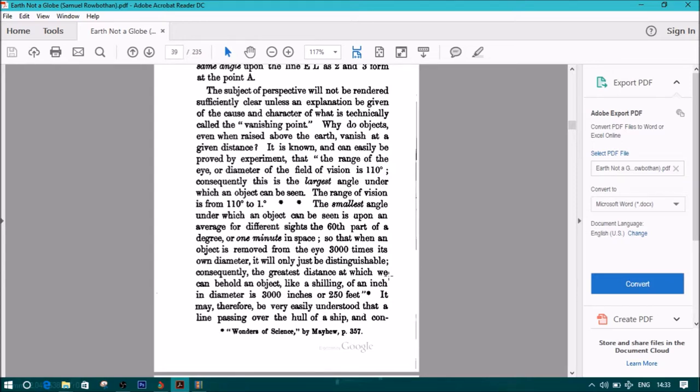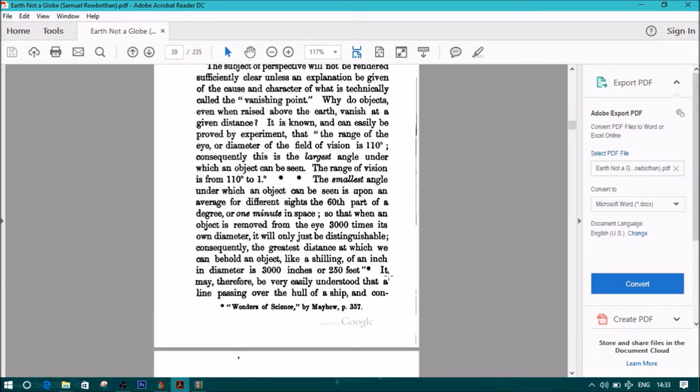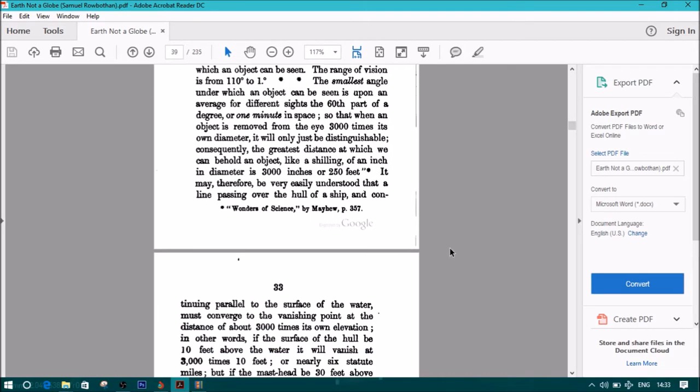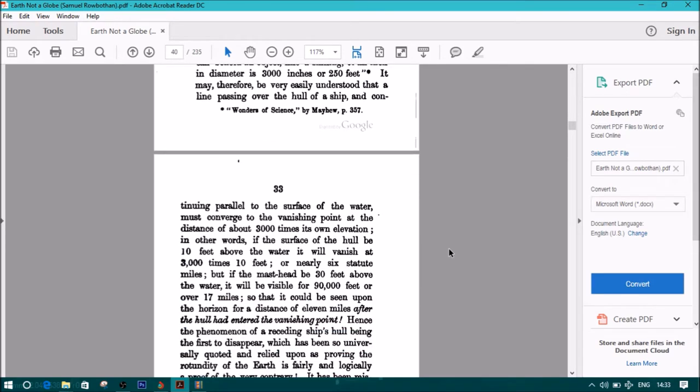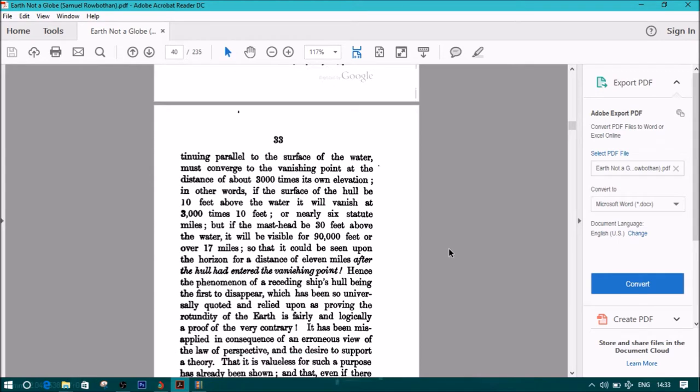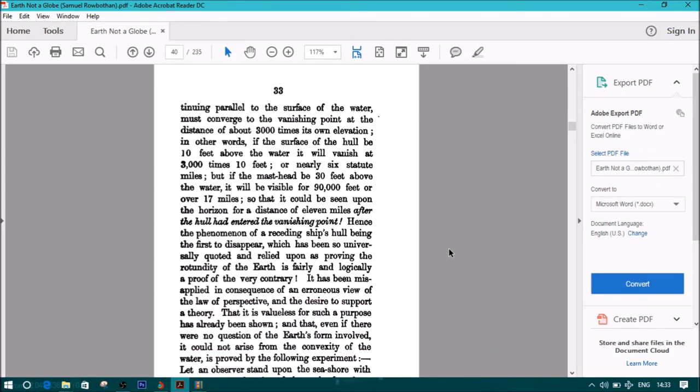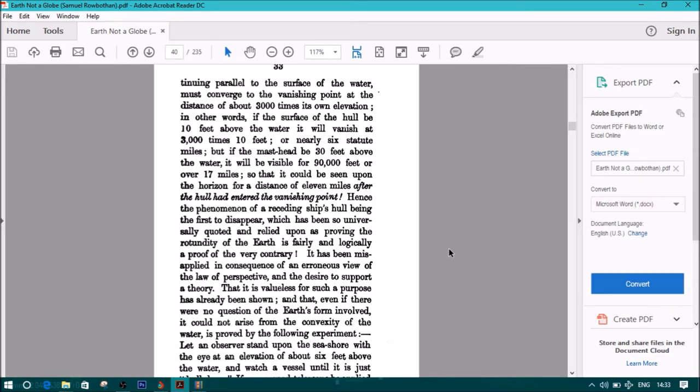It may therefore be very easily understood that a line passing over the hull of a ship and continuing parallel to the surface of the water must converge to the vanishing point at the distance of about 3,000 times its own elevation. In other words, if the surface of the hull be 10 feet above the water, it will vanish at 3,000 times 10 feet, or nearly 6 statute miles.